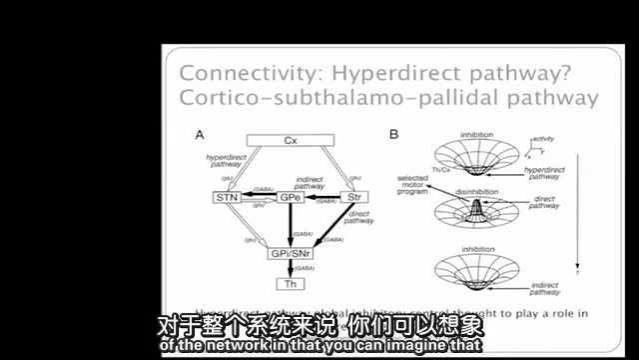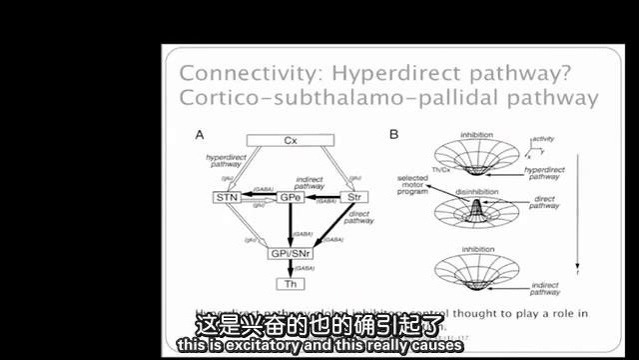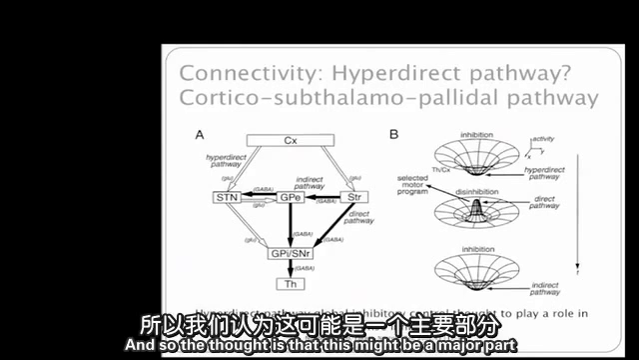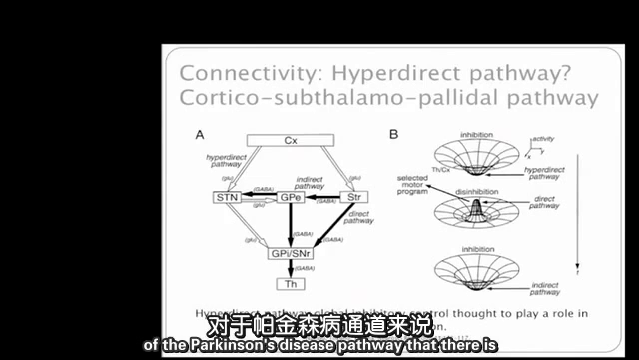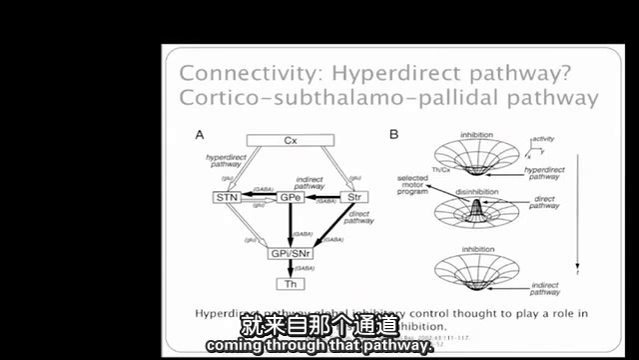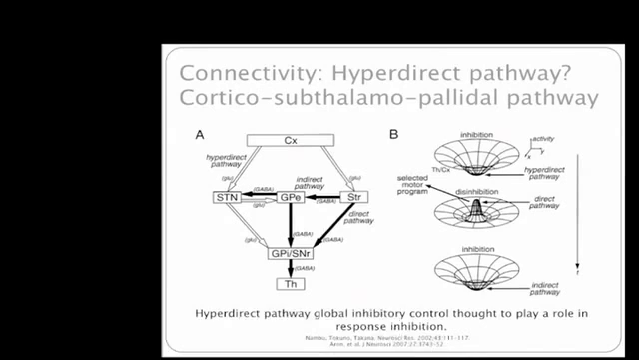In that, you can imagine if this is excitatory and excitatory, this really causes a major inhibitory influence on the thalamus. And so the thought is that this might be a major part of the Parkinson's disease pathway, that there is this abnormal super excitatory effect coming through that pathway.